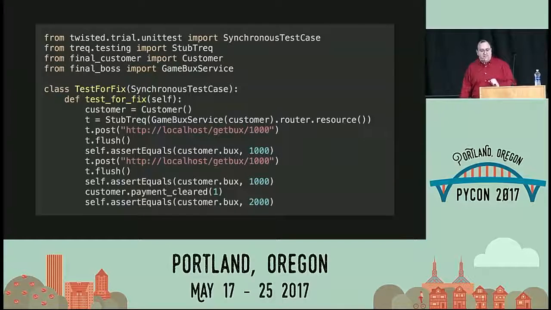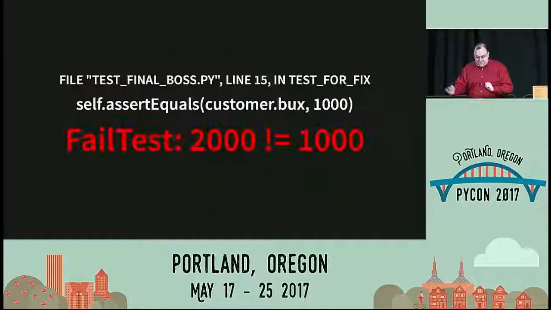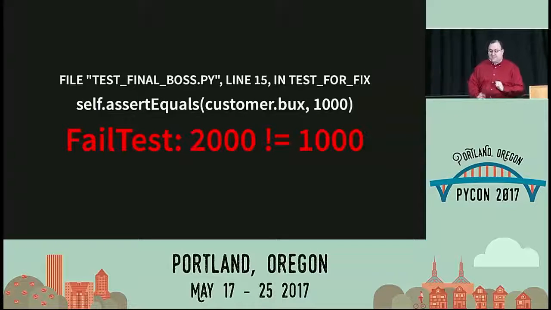So next, let's look at a test. In this test, we issue 2 API requests to give the customer 1,000 game bucks each. And what happens when we run this against the buggy implementation is it fails, as expected. The customer's bucks counter is 1,000 greater than it should be.